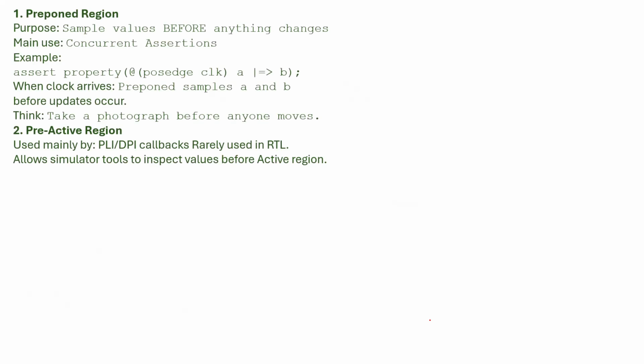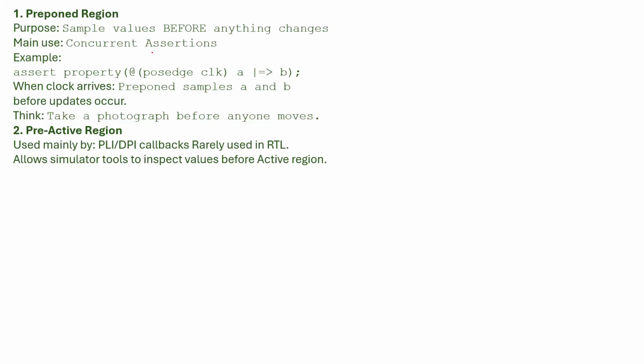What is the use of the preponed region? Assertions are there: immediate assertions are there, concurrent assertions are there. All the concurrent assertions are sampled here only. Okay, it samples the A and B values. All these signals sample the values before anything changes. The main usage here is concurrent assertions, to evaluate the concurrent assertions. So assertion evaluation and updation take place in two regions.